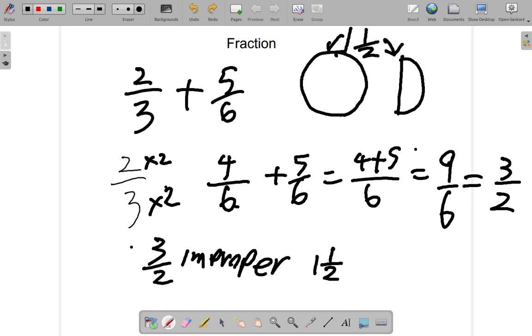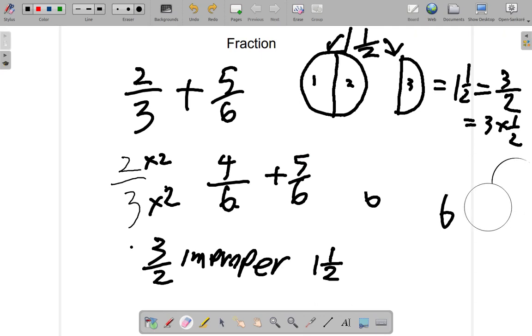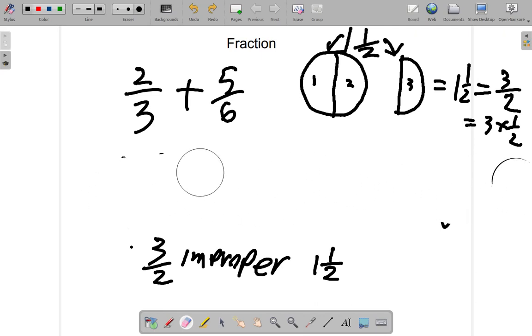So this one contains how many halves? 1, 2 halves plus a third half. Gives you 3 halves. So 1.5 is the same as 3 halves. And this is the same as 3 times a half, which is 3 halves. Alright? So you have 3 halves here. Let me clear some of this and make some space.